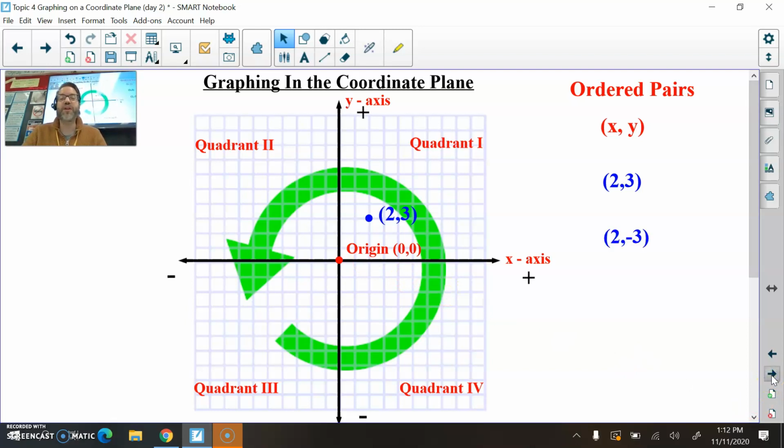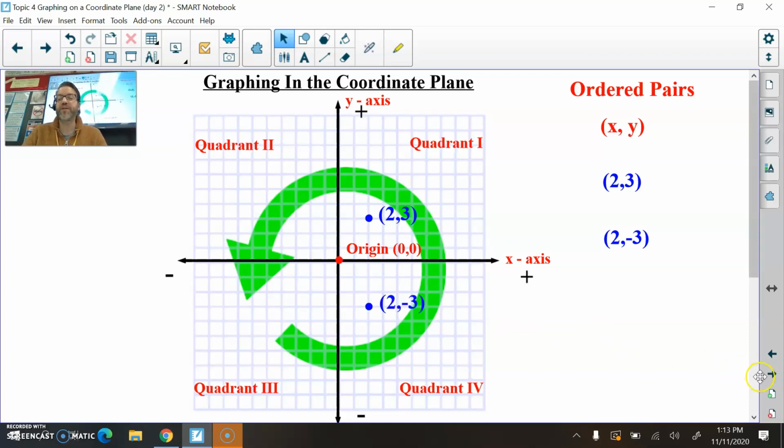What about 2, negative 3? It looks pretty similar to 2, 3, except the Y coordinate now is negative. So if I start at the origin, I move 2 spaces right. That's 2 in the positive direction. But then my Y coordinate is negative 3, so instead of going up 3, I need to go down 3 spaces, and I end up in quadrant 4 right here.